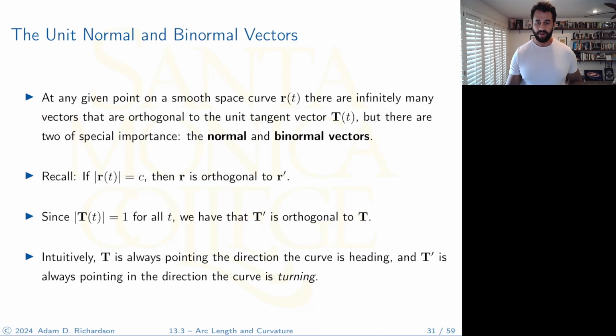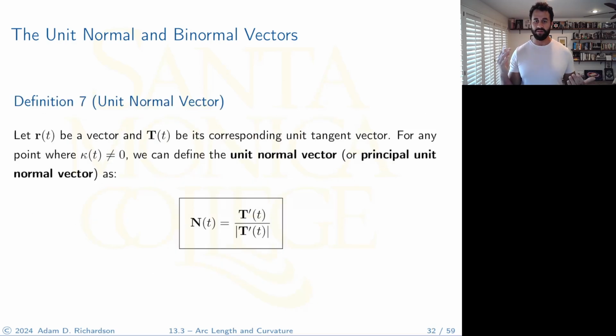Okay, now, intuitively, T, the unit tangent vector, is always pointing the direction the curve is going, the way the curve is heading. And T prime is always pointing in the direction the curve is turning. So the curve is turning in the direction of T prime. And that's where we get what we call the unit normal vector. So let r of t be a vector, let T of t be its corresponding unit tangent vector. Then for any point where the curvature is not 0, we can define the unit normal vector, sometimes called the principal unit normal vector, as this vector right here.